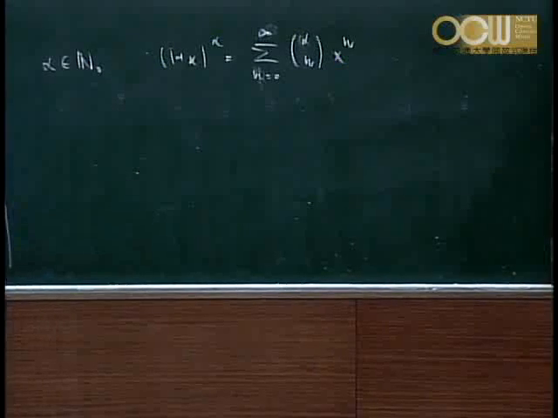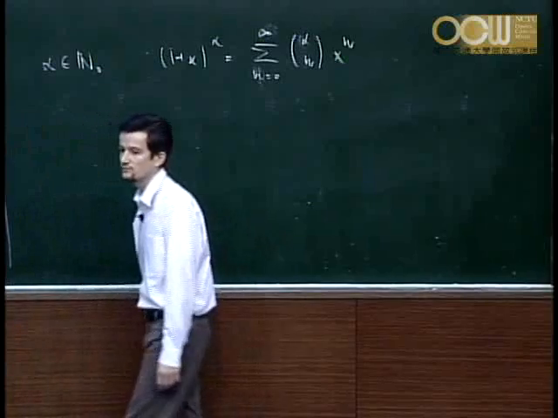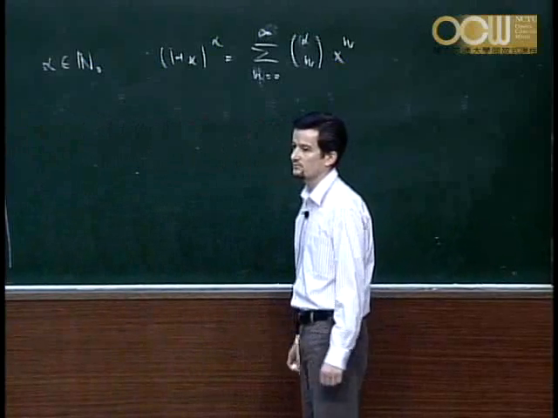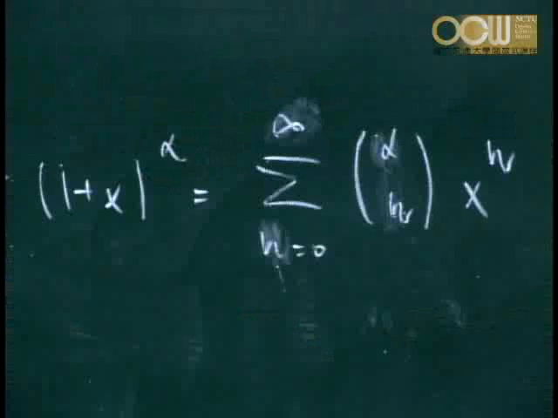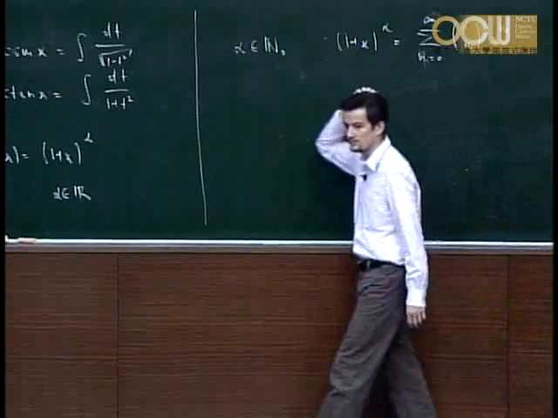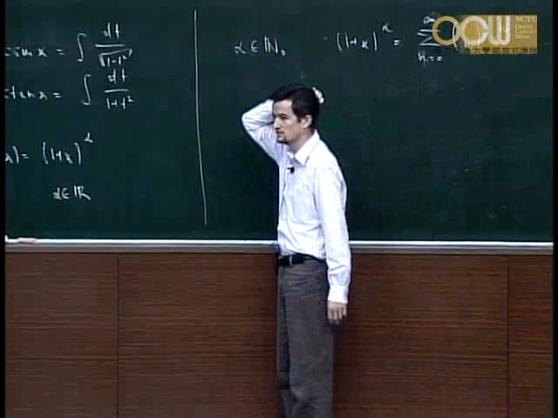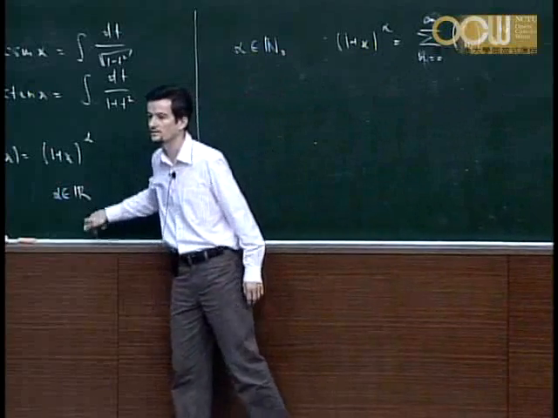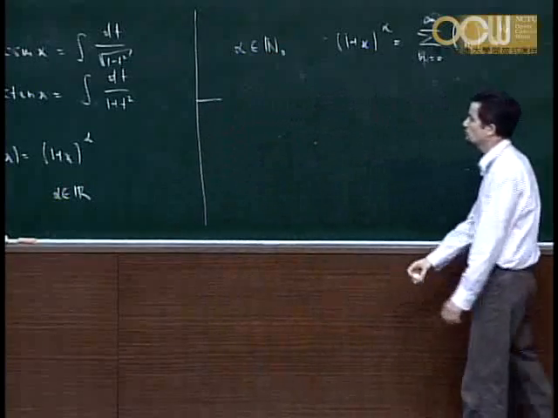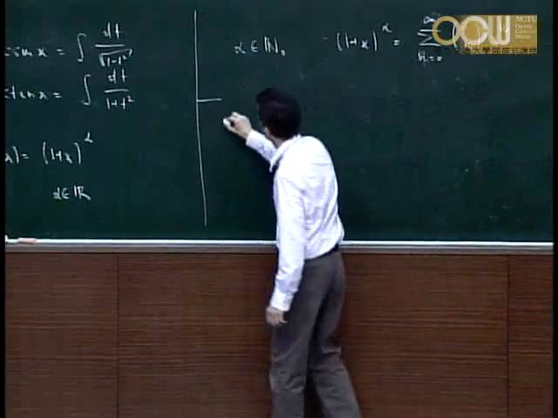Now for the general case, we have to use our procedure. We have to first take derivatives, find the Maclaurin series, discuss the radius of convergence, and prove that it will actually converge to this function. This was done by Newton. So Newton has generalized this more or less trivial relation to the case where alpha is a real number. In order to do this, we have to look at the derivatives.